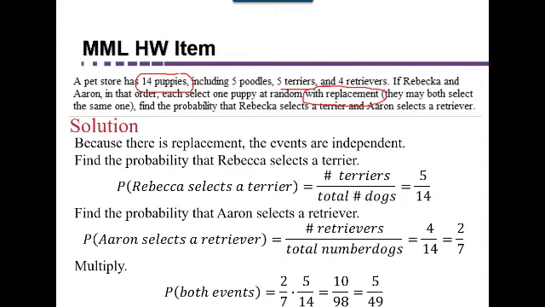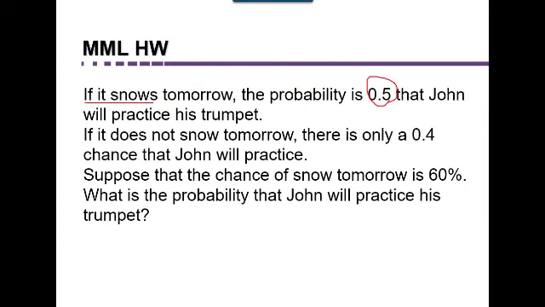And then we're going to multiply 5/14 times 2/7. The order doesn't matter. And you're going to get 10 over 98, which if you divide both those by 2, you get 5/49. So the probability that Rebecca selects a terrier and Aaron selects a retriever is 5/49. Okay, the most important concepts here are number 1, and means multiply, and number 2, with replacement means independent events.